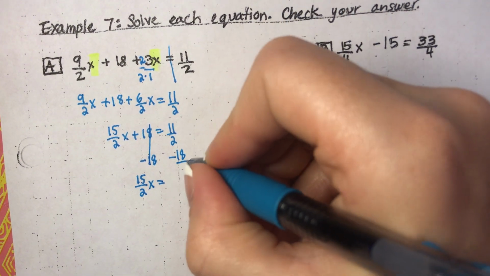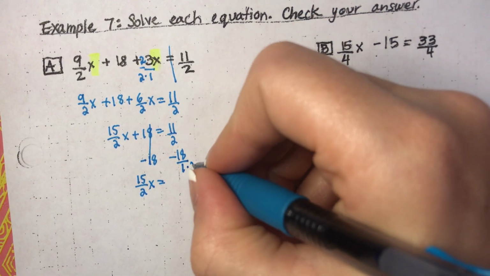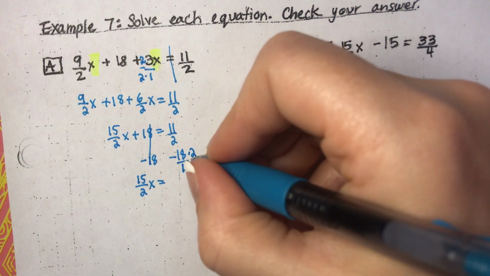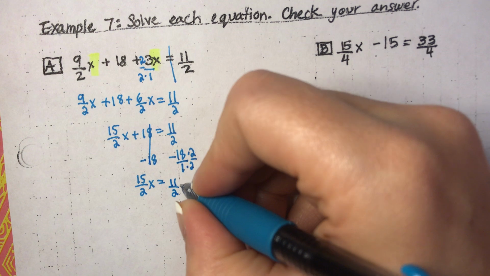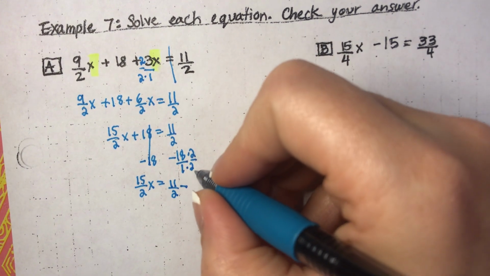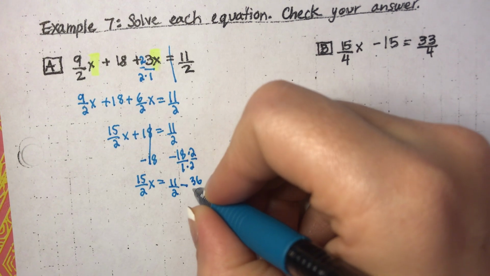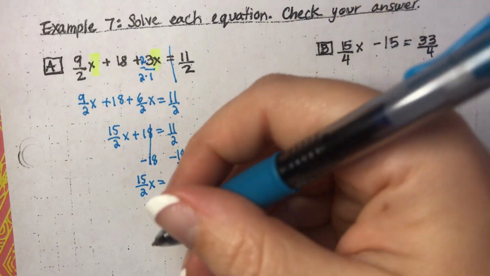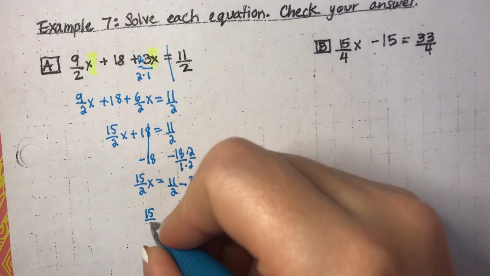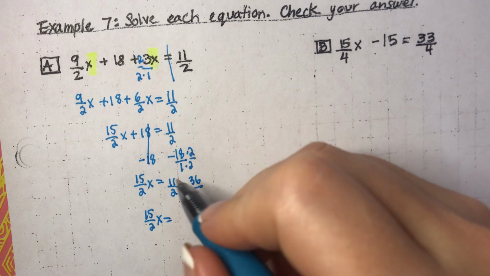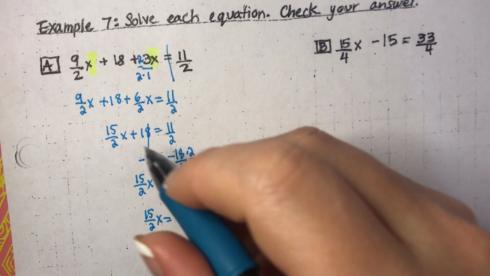So here we're going to make this 18 a fraction. And then we need to get a common denominator. So we're going to multiply the top and the bottom by 2. And then rewrite, so we get 11 over 2 minus 18 times 2, which is 36 over 2. All right. So we rewrite over here, 15 over 2 x equals, okay, we have a common denominator, which is great. Now we just need to go 11 minus 36.